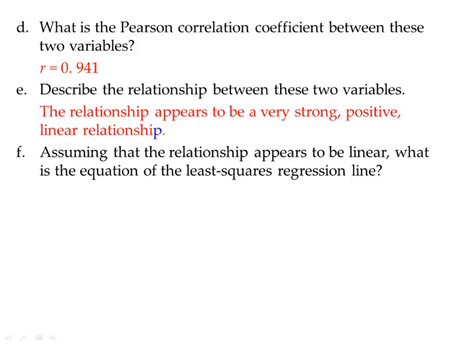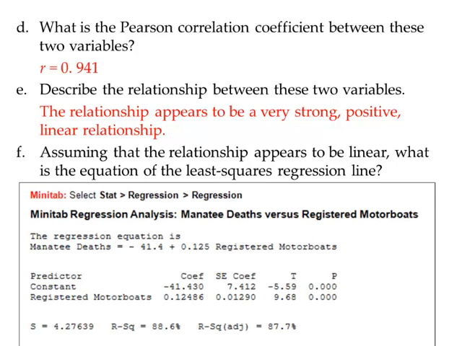Question E. Describe the relationship between the two variables. The relationship appears to be a very strong positive and linear relationship. It is very important you talk about its strength, its direction, and state that it's linear, because that's what R measures. Part F. Assuming that the relationship appears to be linear, what is the equation of the least squares regression line?